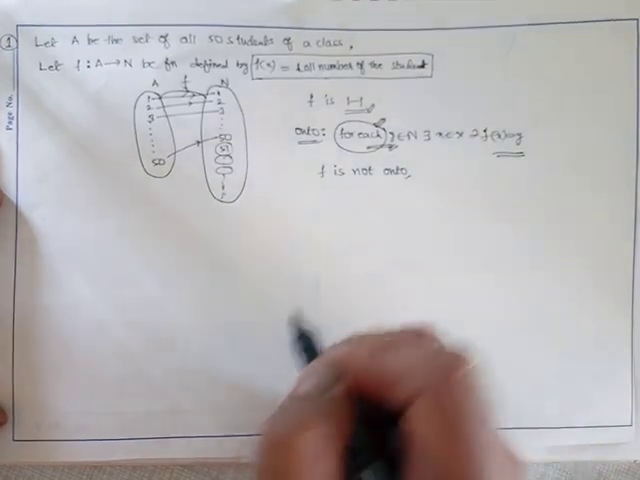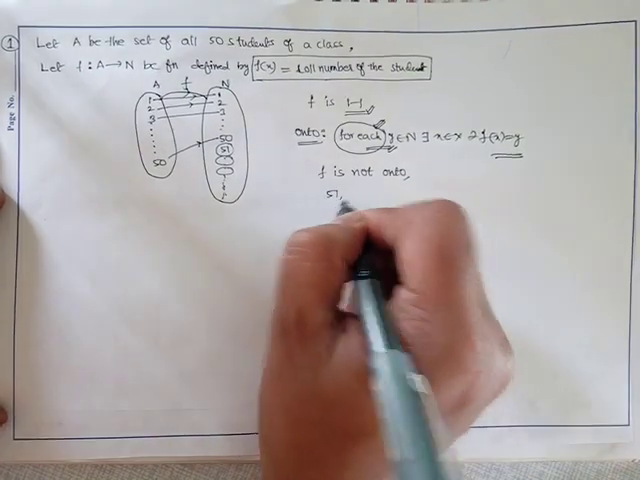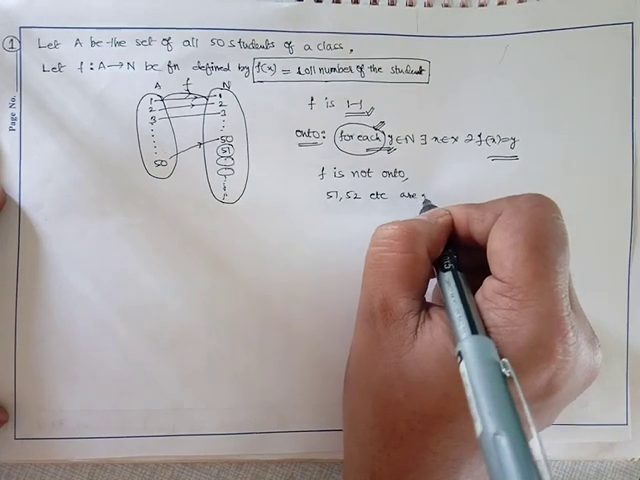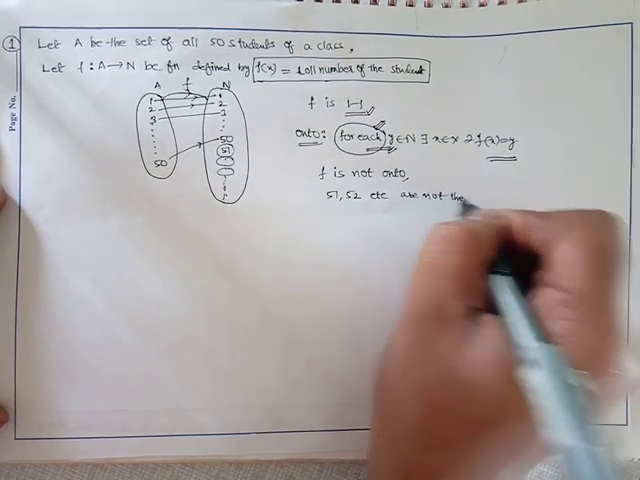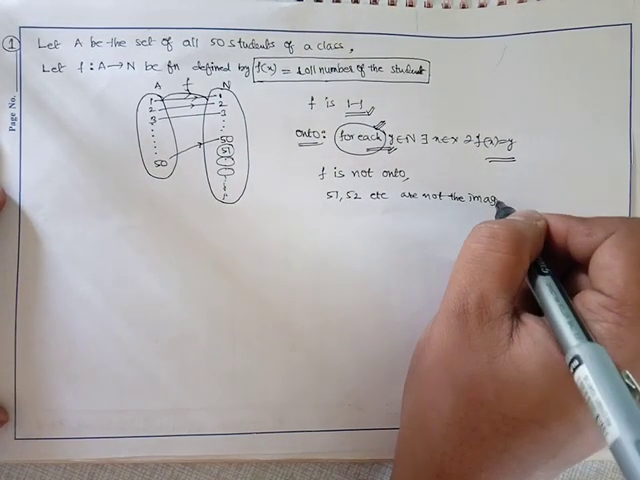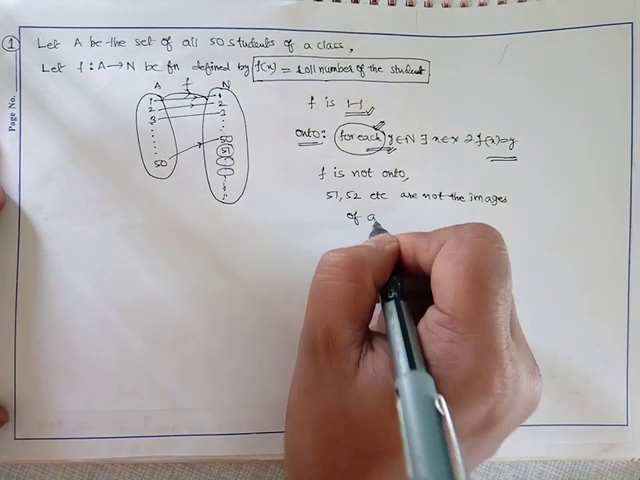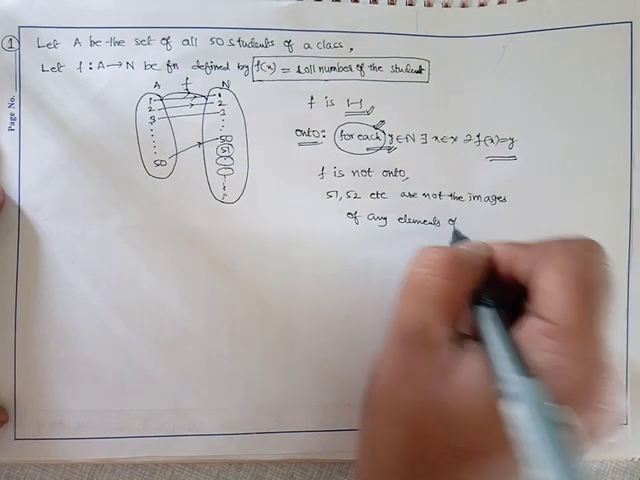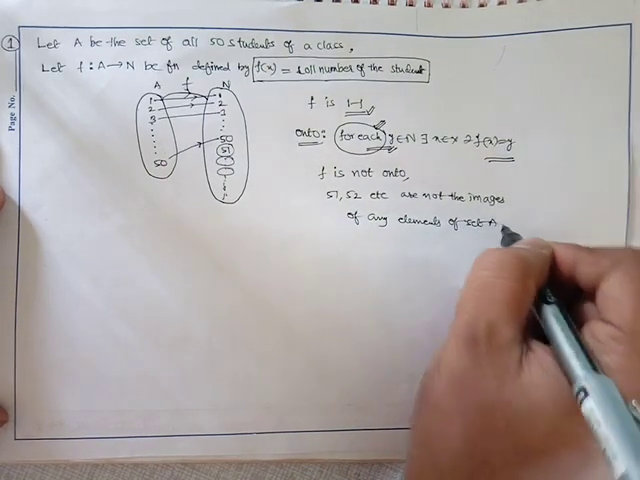And if you want to take any examples, like 51, 52 and so on, they are not the images of any elements of set A.